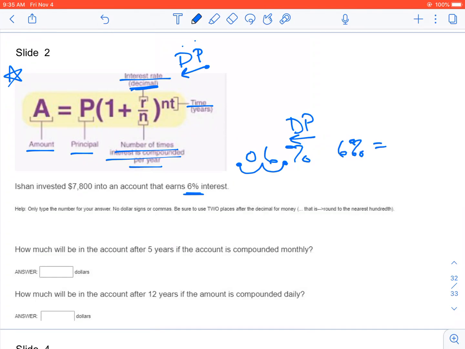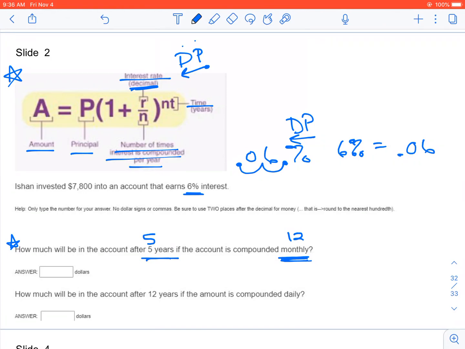That kind of looks like 67. There we go. 6% is the decimal 0.06. And so we're going to need to use that in our calculations. Then we're going to go down the line and we're going to fill in our information for this first question. The first question says, how much will be in the account after 5 years if the account is compounded monthly? So we need to think in terms of a year. How many months are in a year? And that answer is going to be 12.